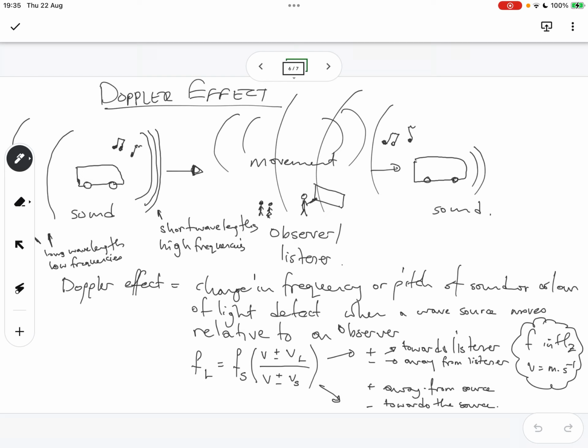Remember, we want to establish which one of the following describes how the observed frequency of wavelength differ from that of the sound source. Okay?